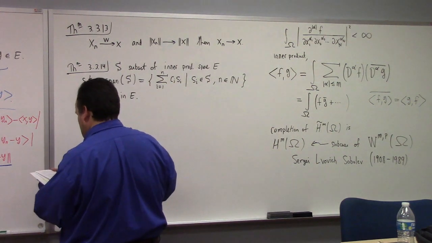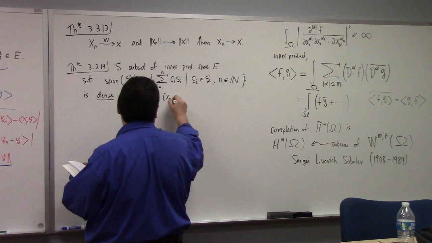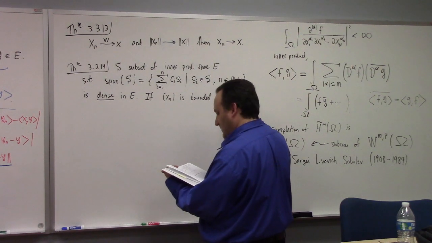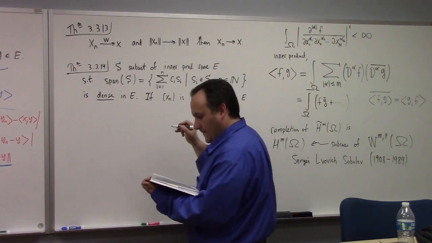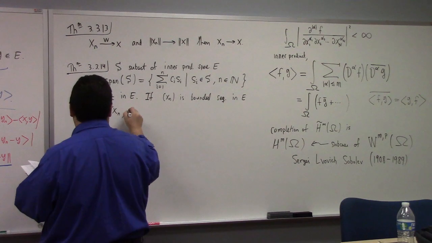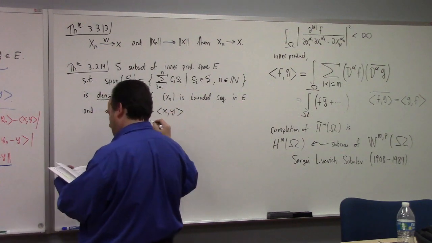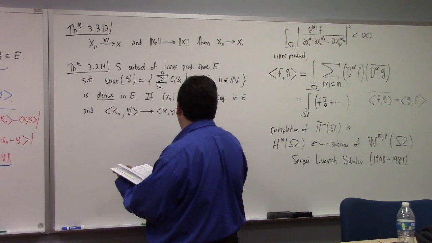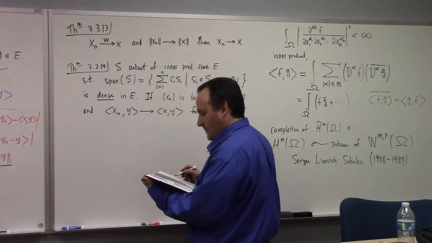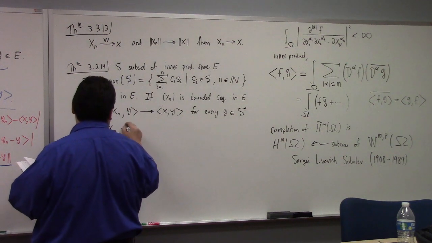All right, so that's interesting. If xn is a bounded sequence in E, and (xn, y) goes to (x, y) for every y in S, then xn weakly converges to x.